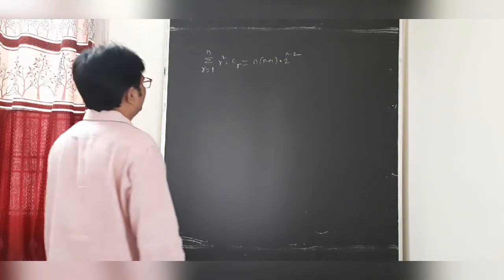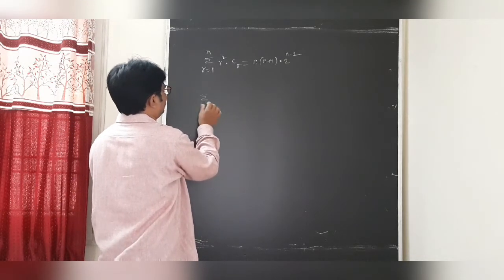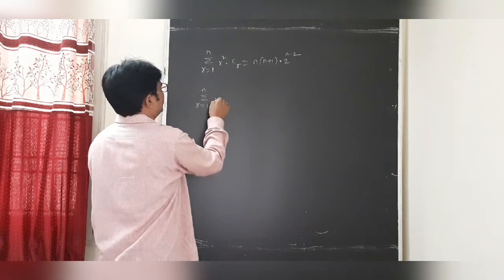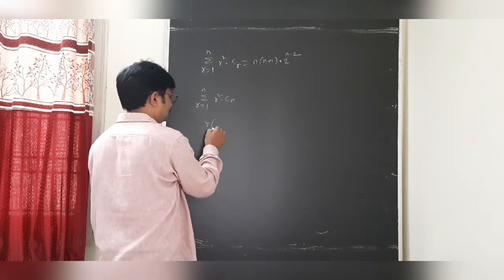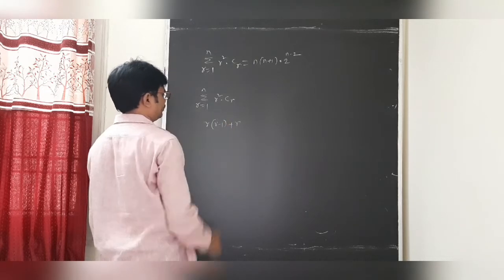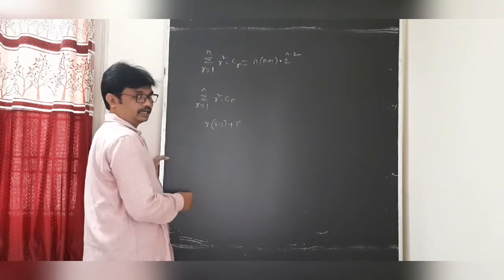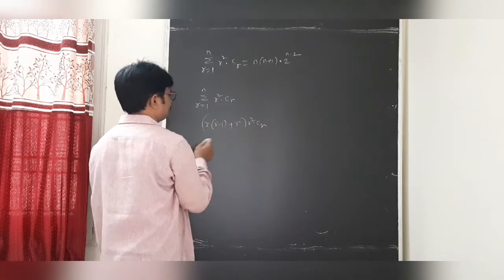My dear students, here we can write sigma r equal to 1 to n of r square nCr. How to write it, students? r square is r into (r minus 1) plus r. r into r is r square, minus r plus r cancel. So we have r square nCr.